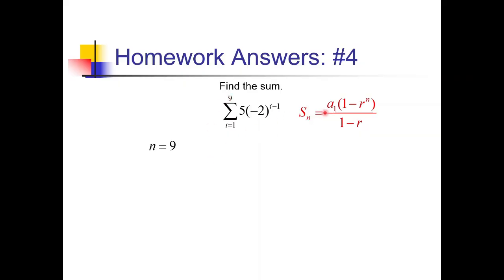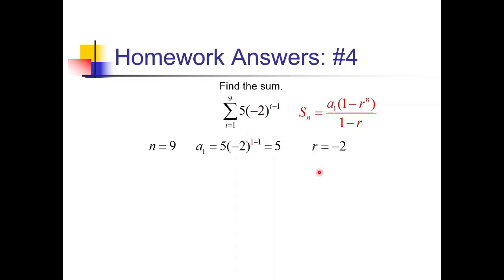And next for the a1, I have to plug 1 into this expression in the summand to get that. So 5 times -2 to the 1 minus 1. That's just -2 to the 0, which is just 1. So this all comes out to 5 times 1, or just simply 5. And now the r value, that's what I keep multiplying by over and over again in this expression. And that's this -2 for my base.